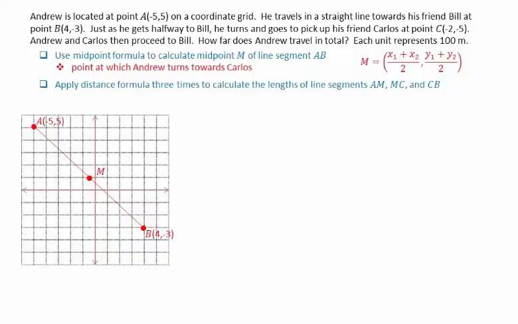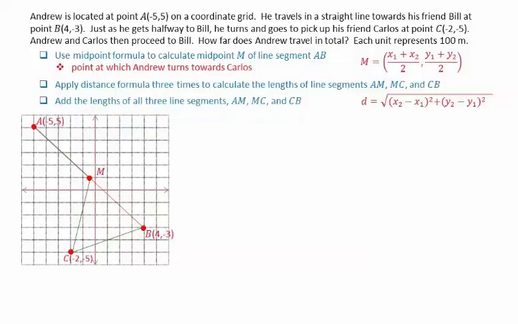We can apply the distance formula 3 times to calculate the lengths of line segments AM, MC, and CB. First, inserting point C, we can then see line segments AM, MC, and CB as the path walked by Andrew. We can then add the lengths of all 3 line segments to get the total distance traveled by Andrew. First of all, to figure out the midpoint.